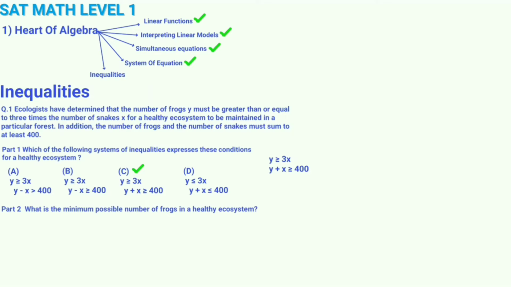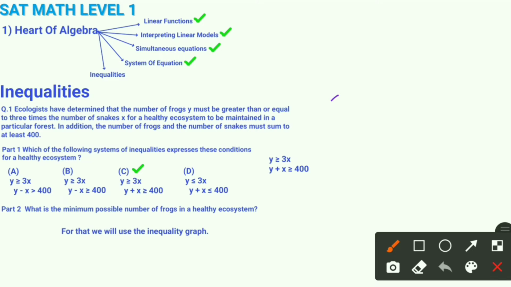Part 2. What is the minimum possible number of frogs in a healthy ecosystem? Okay, so part 2 is what is the minimum possible number of frogs in a healthy ecosystem. How to solve this? For that we will use the graph, we will use our imagination. We will try to draw the graph. We will try to predict. So I'm going to draw the graph.